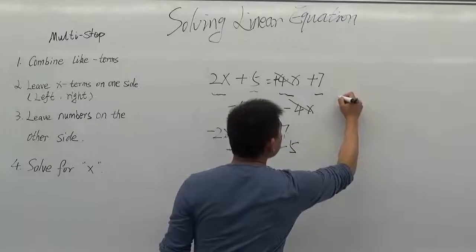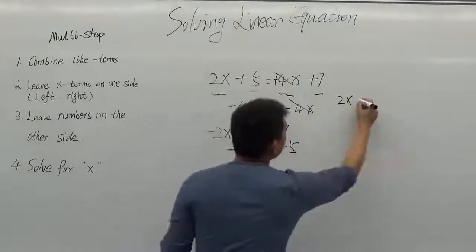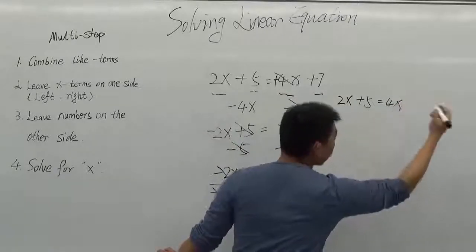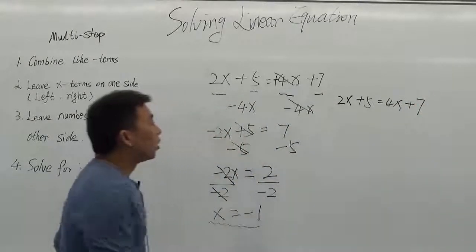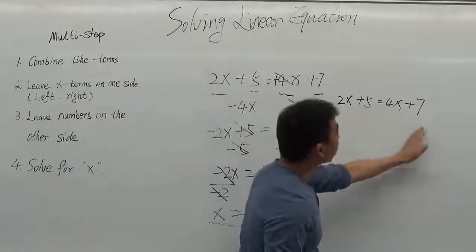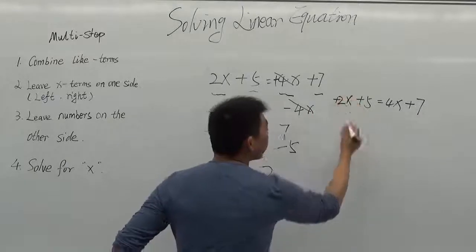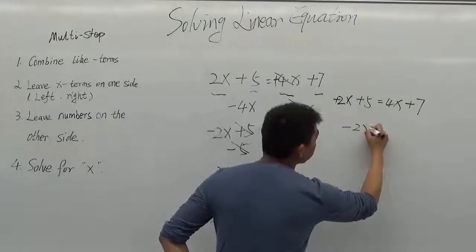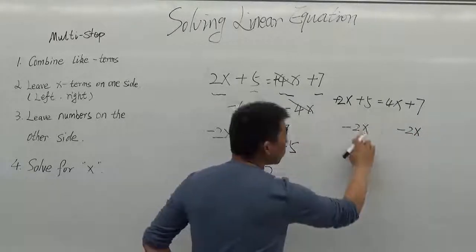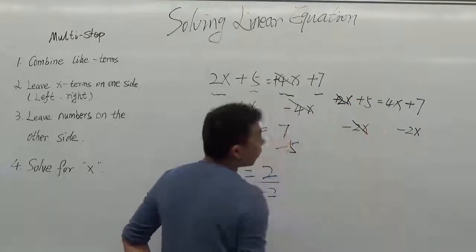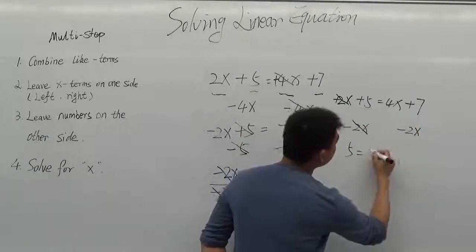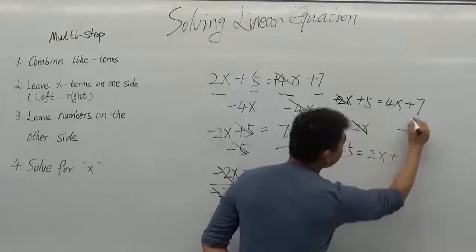We have 2x plus 5 equals 4x plus 7. So we want to get rid of the 2x because we want to move the x terms to the other side. Here's positive 2x, right? So we need to subtract 2x here. Then simplify it. So 2x minus 2x cancel out. That gives us 5 equals 4x minus 2x, that gives us 2x. Then copy down the number 7 here.